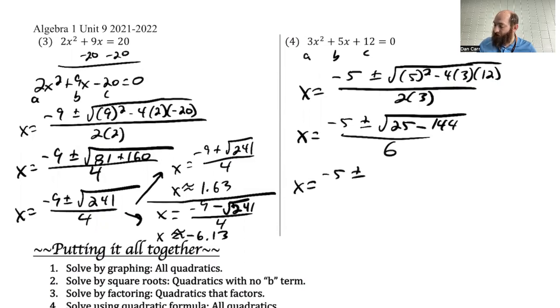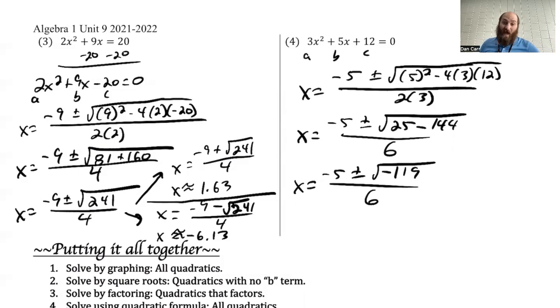So from here, I'm going to have 25 minus 144. Let me think for a second. So -116, if I'm correct. Let me double check my calculator fast. 25 minus 144, oh, I'm sorry, that's -119. Okay, negative 119, all over 6.